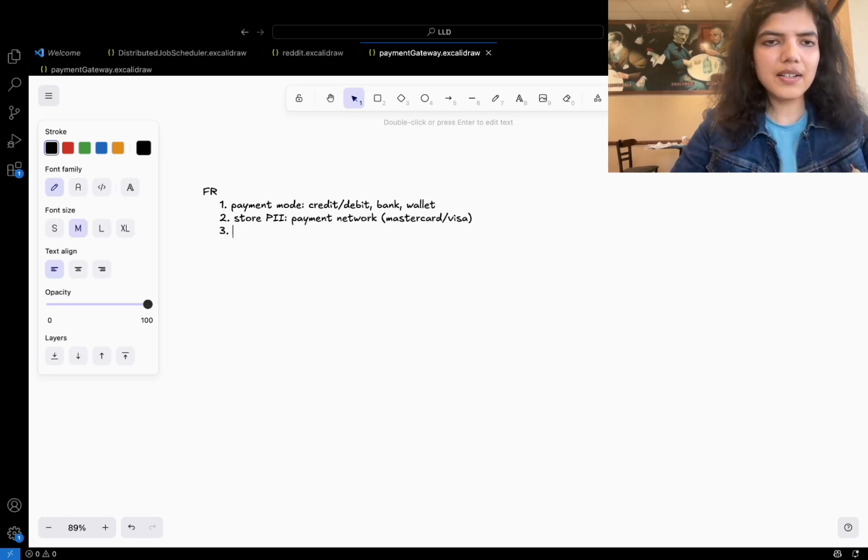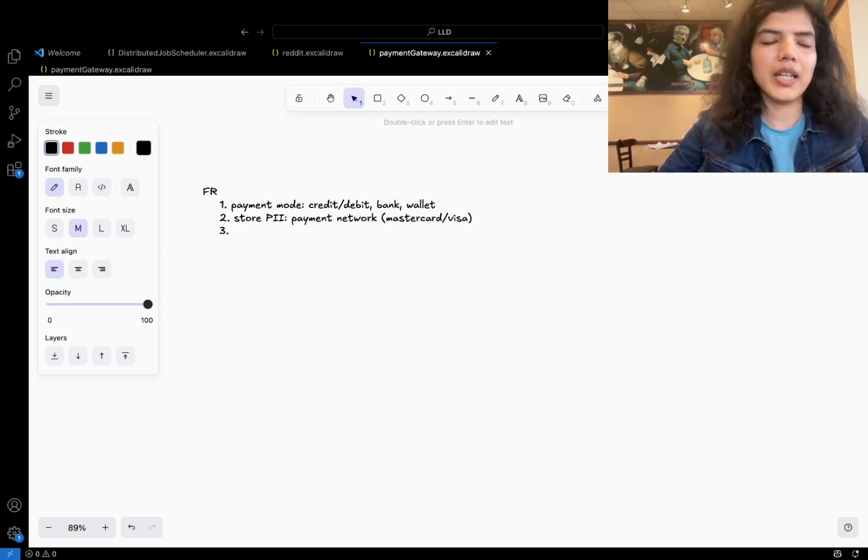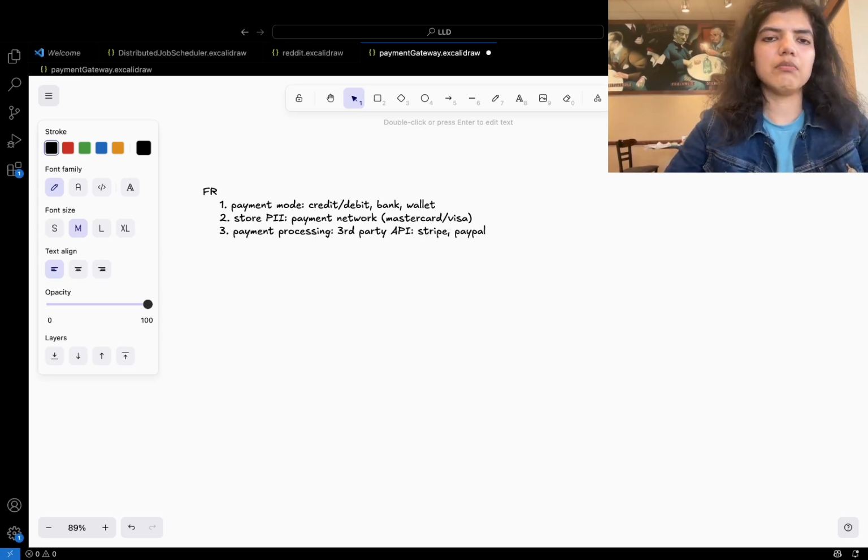Once this is answered, the third thought should be how about the processing? Do we want to perform the payment processing by ourselves, or do we want to use any third party API? So talking about the payment processing, for now let's use the third party API like Stripe or PayPal to perform the payment processing.